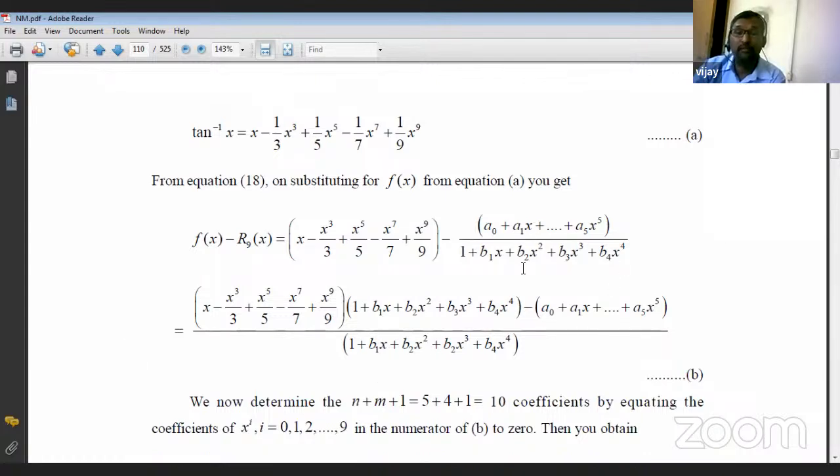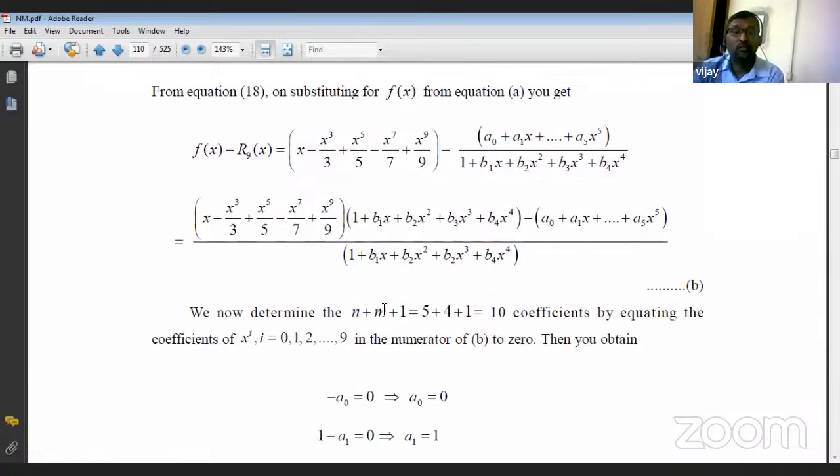The LCM of 1 plus b1x plus b2x square plus b3x cube plus b4x power 4, times the series, minus a0 plus a1x up to a5x power 5, all over 1 plus b1x plus b2x plus b3x. So this is only one term, not a division of 1. It is only one term, this is a division of this by 1. So we can determine n plus 1 is equal to 5 plus 4 plus 1, totally 10 equations for x power i, i equal to 0 to 9. So therefore b0 is equal to 1.